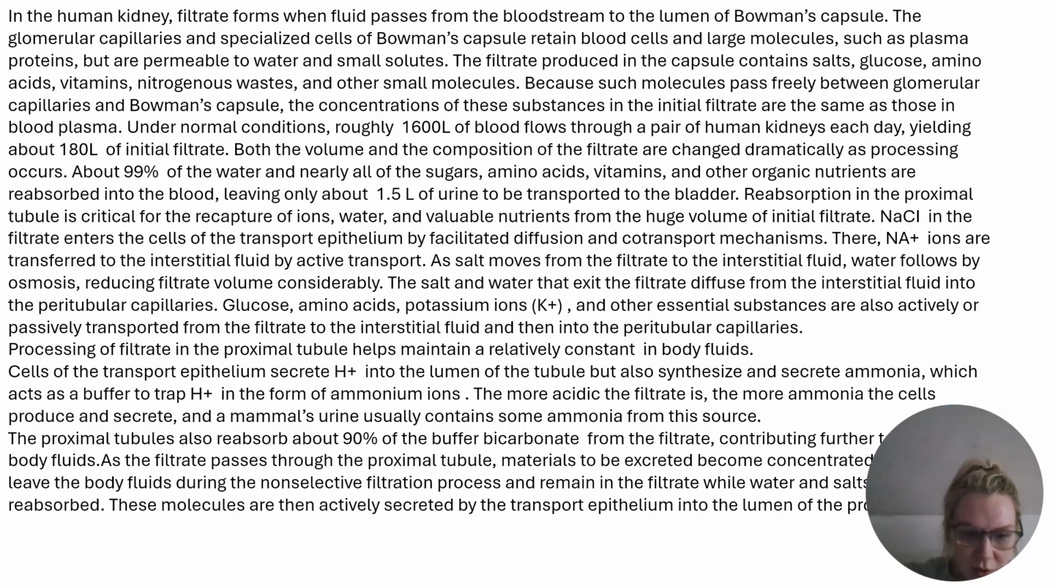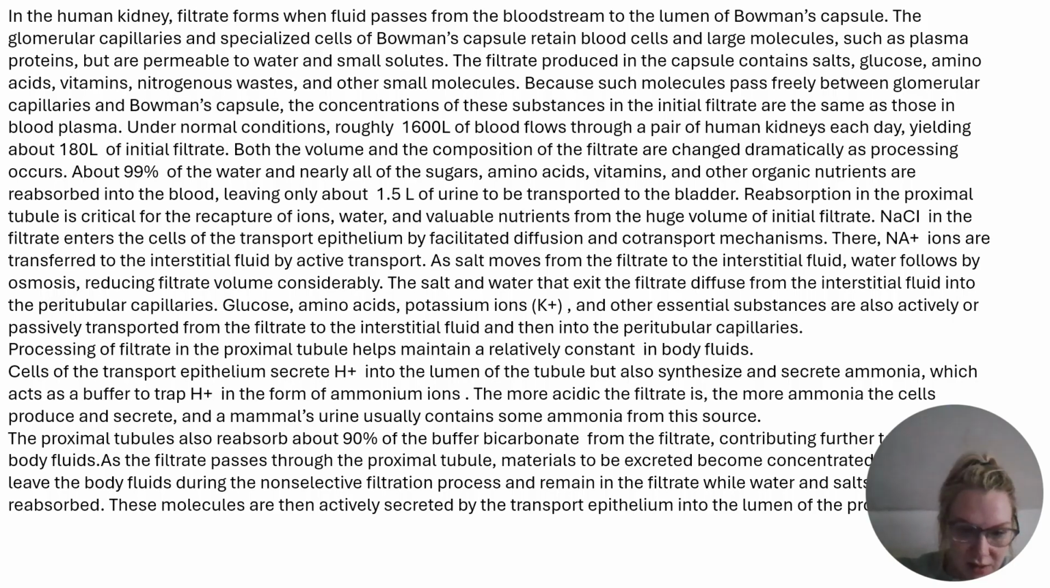Cells of the transport epithelium secrete H+ into the lumen of the tubule, but also synthesize and secrete ammonia, which acts as a buffer to H+ in the form of ammonium. The more acidic the filtrate, the more ammonia the cells produce and secrete. The mammal's urine usually contains some ammonia from this source. The proximal tubules also reabsorb about 90% of the buffer bicarbonate from the filtrate, contributing further to the regulation of body fluids.